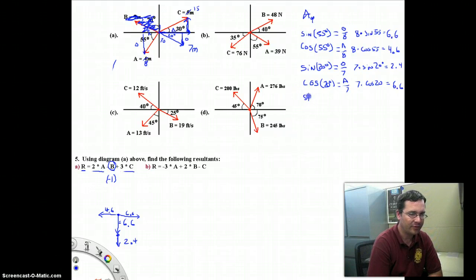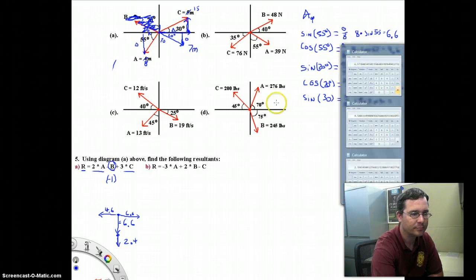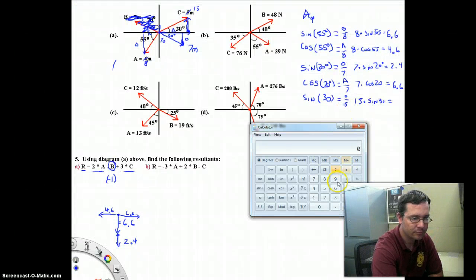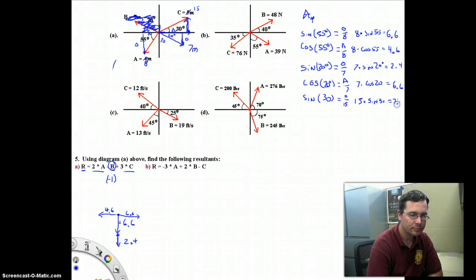The vertical component is equivalent to the sine of 30 degrees equals the opposite side over 15. So 15 times the sine of 30 gives us 7.5. So the upward vertical component of vector C is now 7.5.